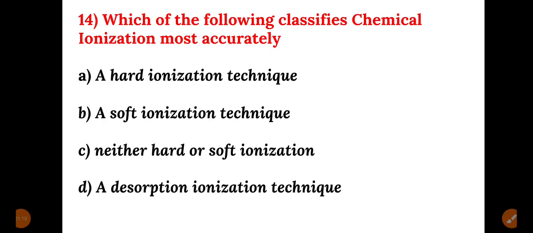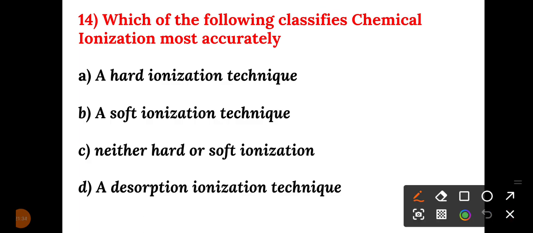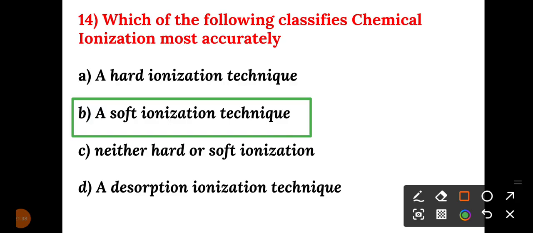Okay, the next one, which of the following classifies chemical ionization most accurately, right? So what are the options here? A hard ionization technique, soft ionization technique, neither hard or soft ionization, a desorption ionization technique. Just previously we have discussed what chemical ionization is and which type of technique it is. That is nothing but a soft ionization technique, right? Chemical ionization is a soft ionization technique. So please remember this, guys.